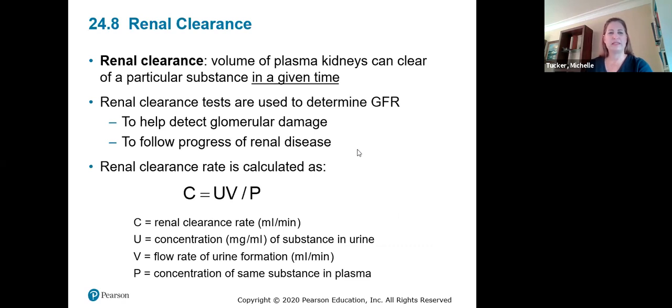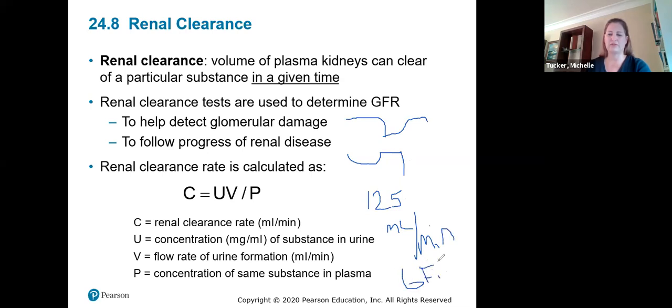We're going to move on to looking at renal clearance and then look at a few disorders. Renal clearance is the volume of plasma that kidneys can clear of a particular substance in a given time. Renal clearance tests are used to determine glomerular filtration rate. So healthy kidneys are going to produce, for 2 kidneys, about 125 mils per minute. So for 2 healthy kidneys, that is the glomerular filtration rate.